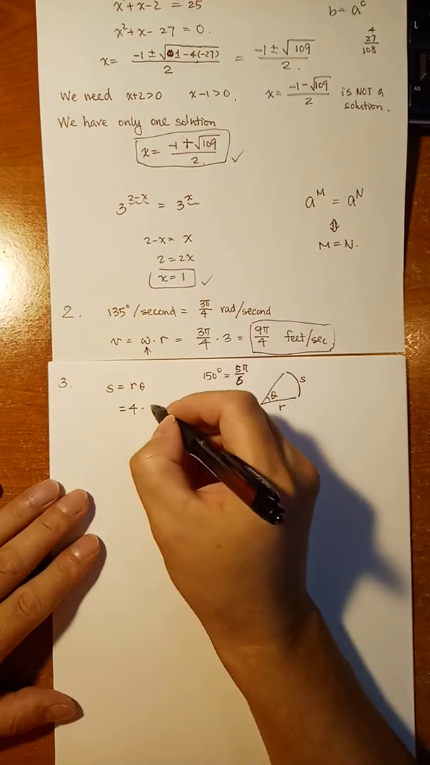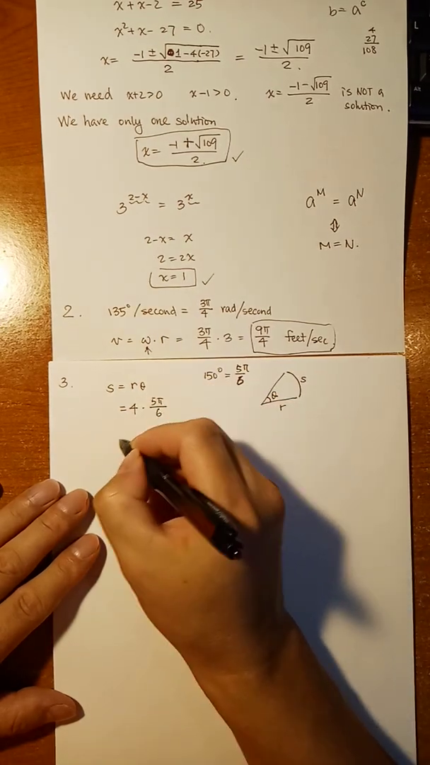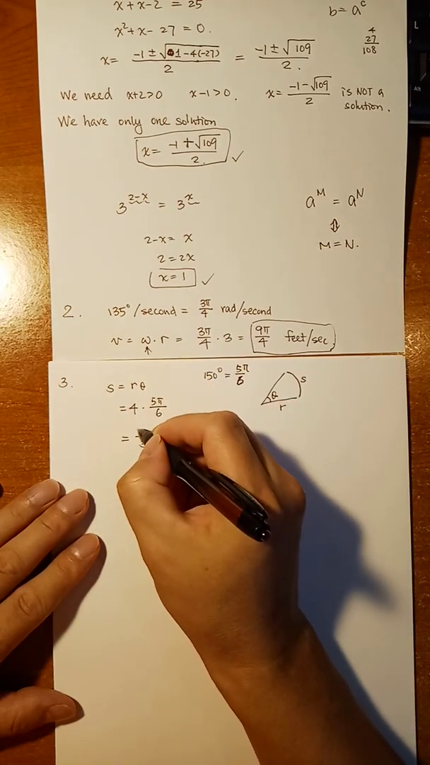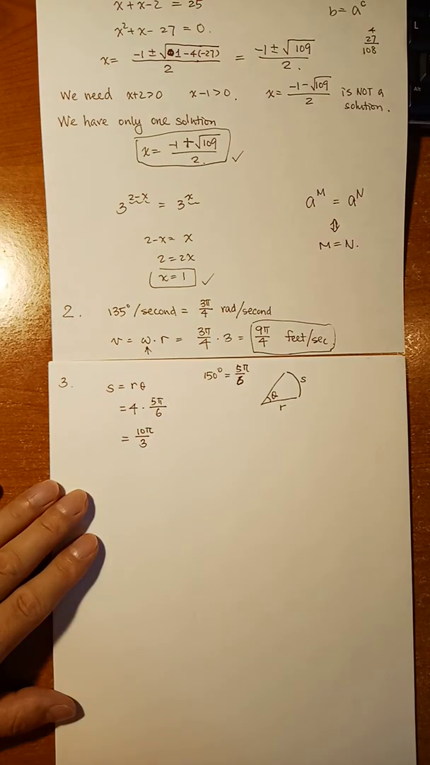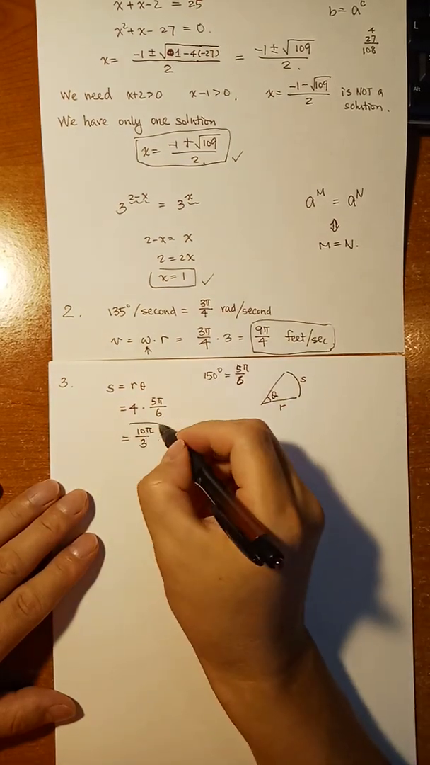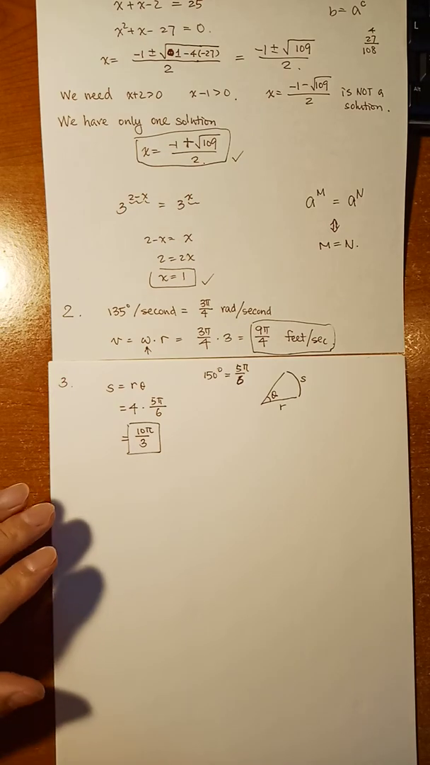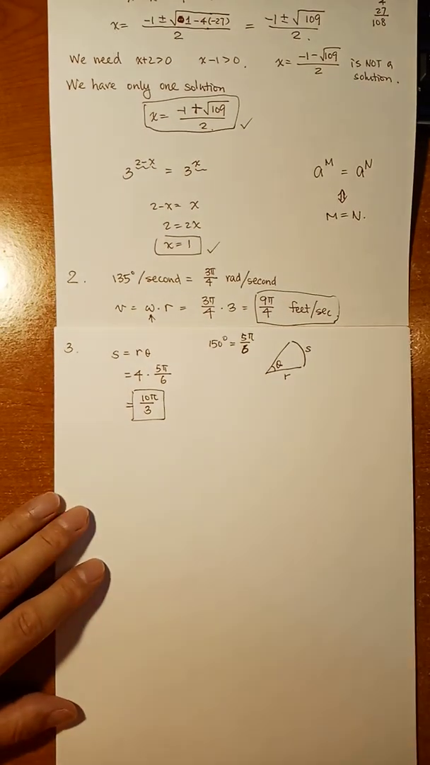It's 5 pi over 6. So you're going to use 5 pi over 6, and then it's 10 pi over 3. So the arc length is 10 pi over 3.